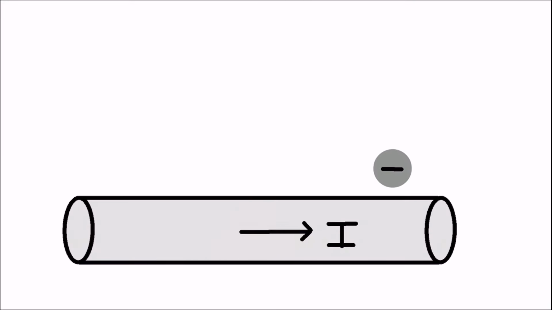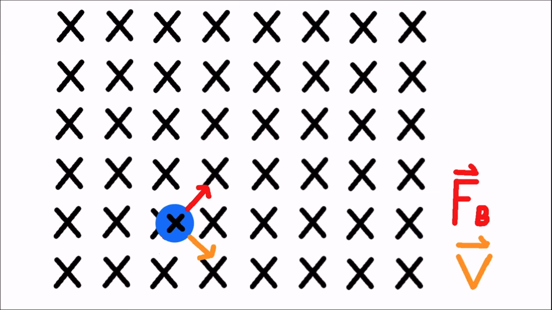So the force here is to the right, but as the force acts on the charge, it'll change the direction of the charge, which will also then change the direction of the force. Because the magnetic force vector is always perpendicular to the velocity vector, a moving charge in a constant magnetic field is going to travel in circular motion.